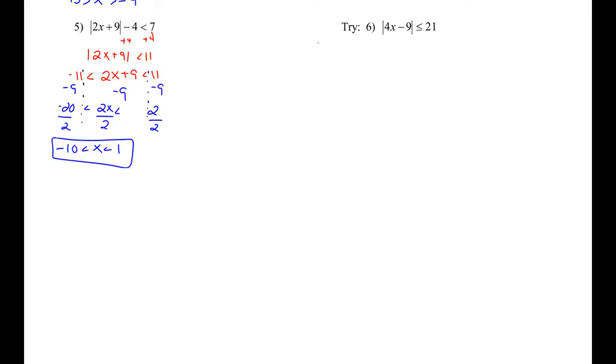So we're going to draw our line here. I'm going to make sure I include the values -10 and 1. Once again, I'm using open circles because they're less than and not less than or equal to. And because it's a compound and inequality, we're shading in between the two. Please try example 6 on your own as well.